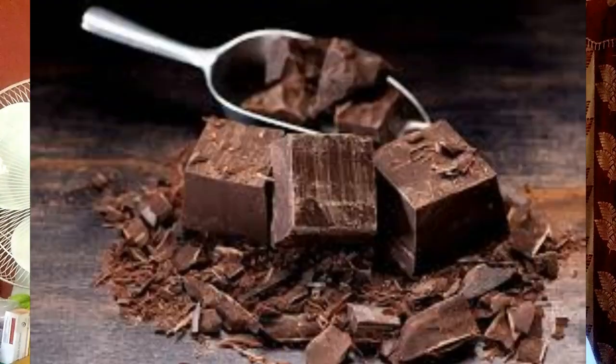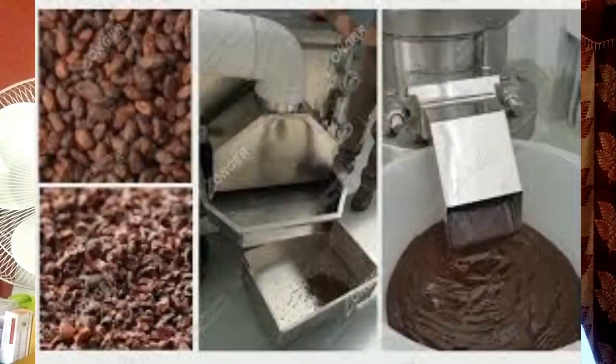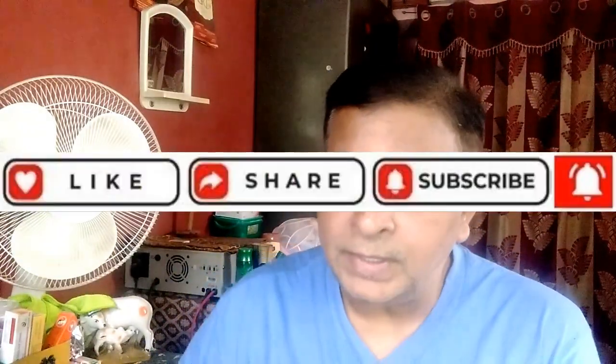Next point is, what is the use of cocoa powder? Cocoa powder is powder derived from the cocoa bean, and it is used in everything from baked goods to savory dishes to cosmetics. Cocoa powder is a key ingredient in things like chocolate cake, chocolate frosting, and other chocolate-based goodies and drinks.